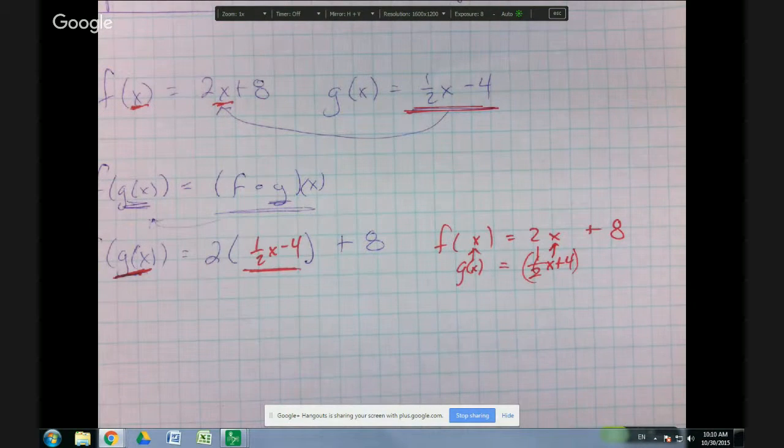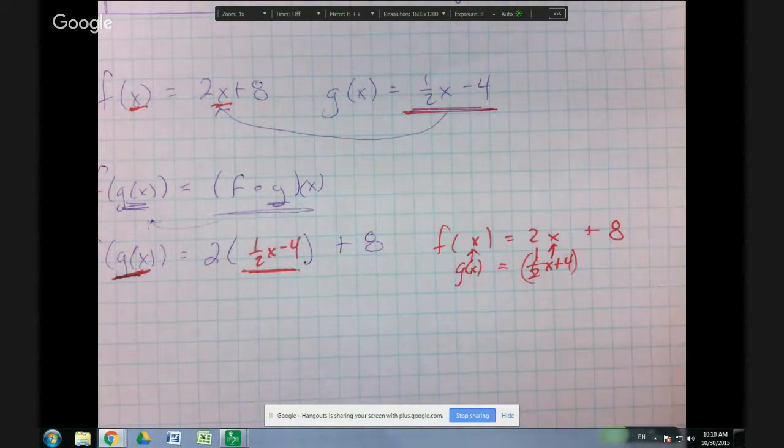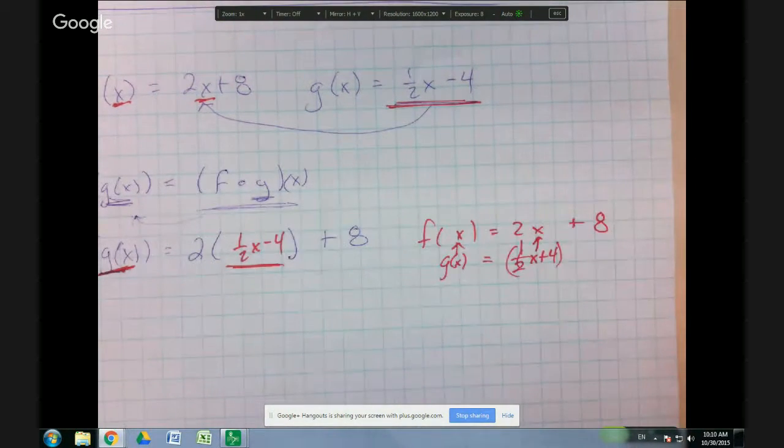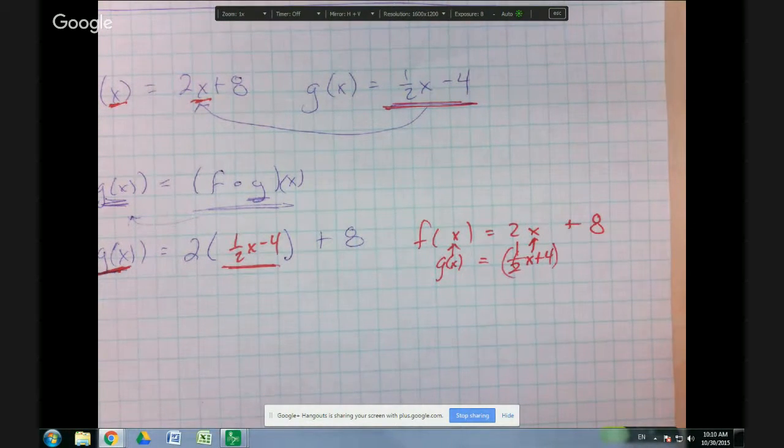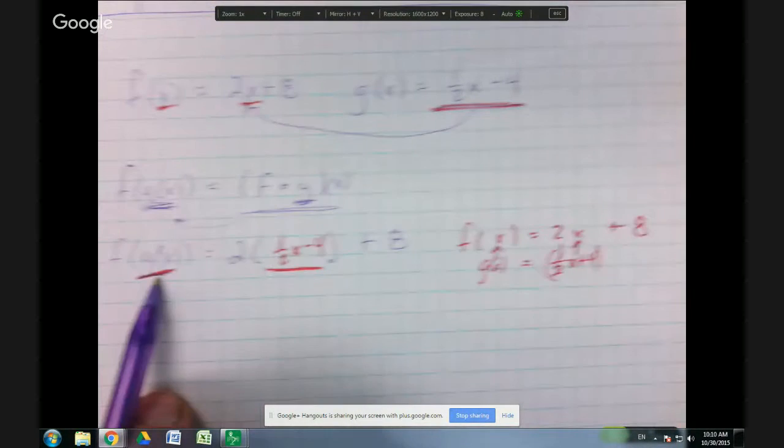Good? No good? Good or no good? I need some feedback here. About half of us get it. Awesome. Awesome. And everybody else that doesn't get it.